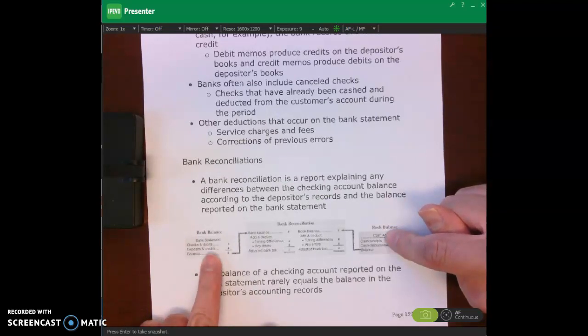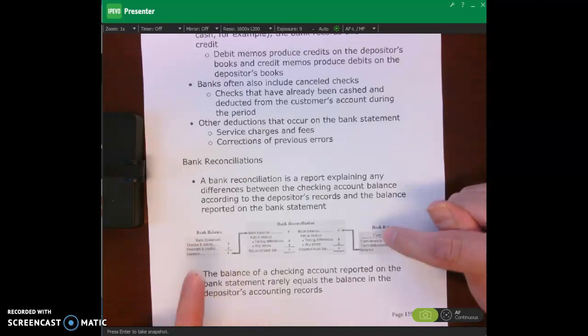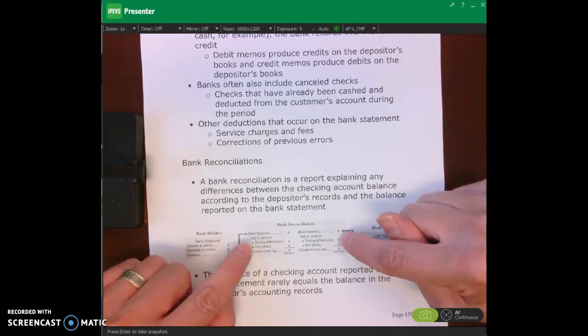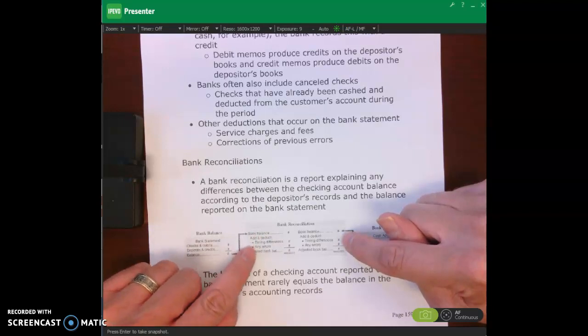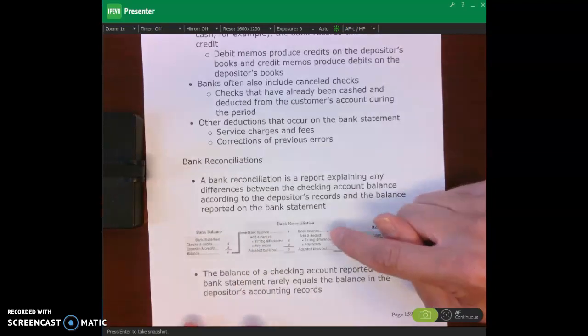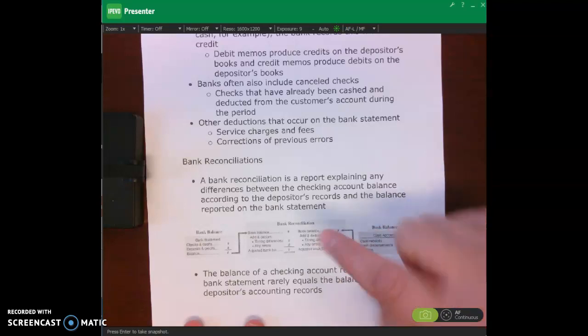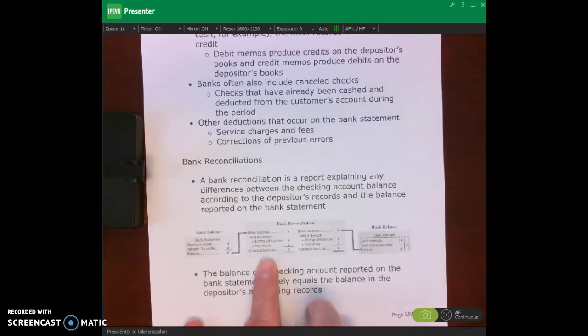In the bank reconciliation, we go through and say, here's our bank balance, and we're going to add and subtract any timing differences or any errors. Then we have our book balance, and we add or subtract any timing differences and any errors. Then we have our adjusted bank balance, and that should equal our adjusted book balance.